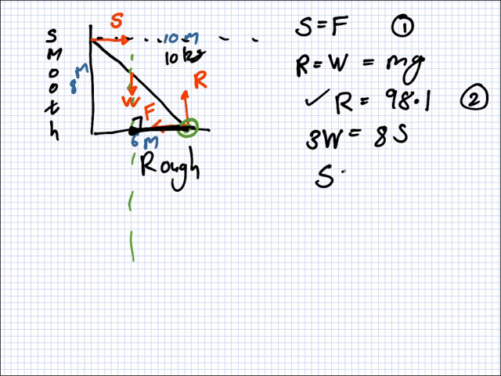So we get S equals 3 over 8 W, which is 98.1. Why is it 8? This distance here is 8 to the S force. Isn't it? 6, 8. This is 8.